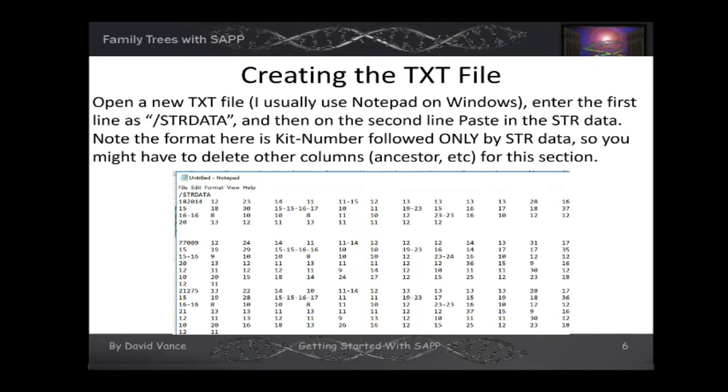So the format again is important. If you've copied straight from the browser, you'll note it needs to have the kit number first, or some identifying number for that particular kit. And then the STR data just follows, can be any number of markers, but it's important not to have other text information in here, any other identifying information, no SNP information, etc. So be sure that you've deleted those before you try to copy these over.